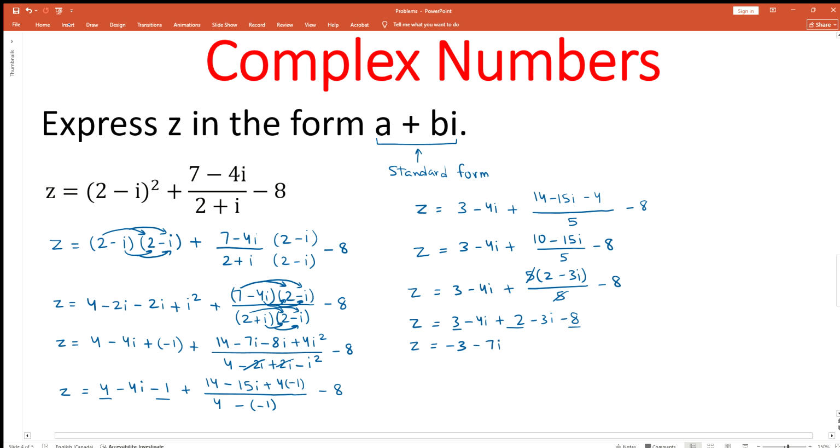This is the value of z in standard form a plus bi. This should be the final answer for this problem. So these are the steps you have to keep in mind to solve this problem.